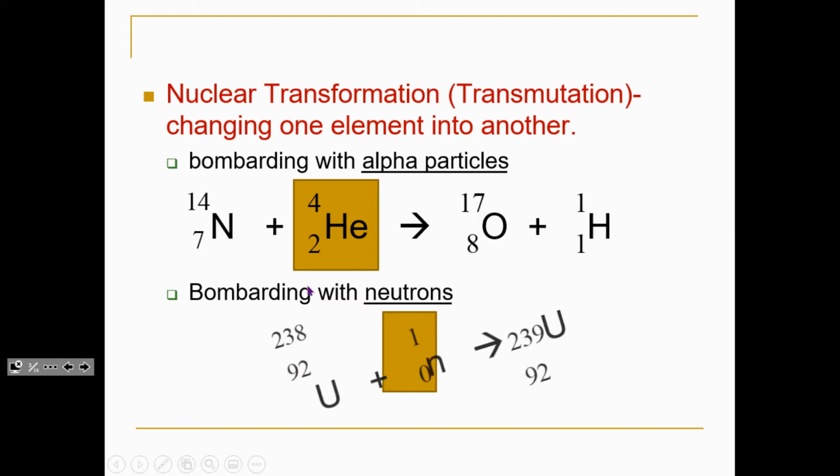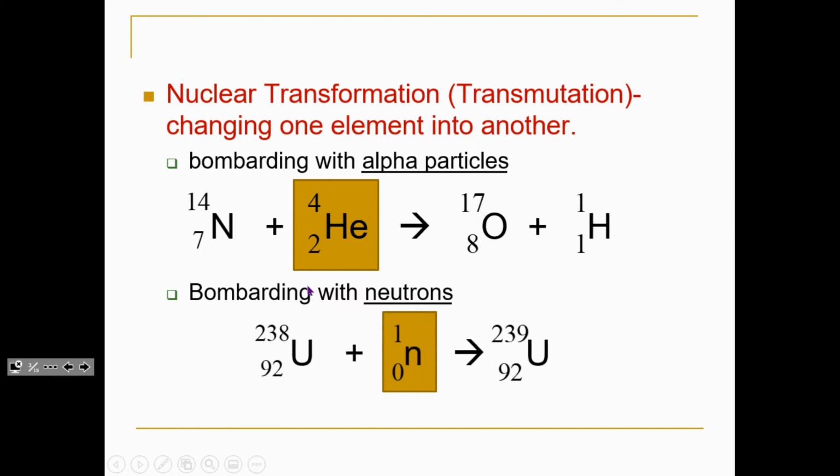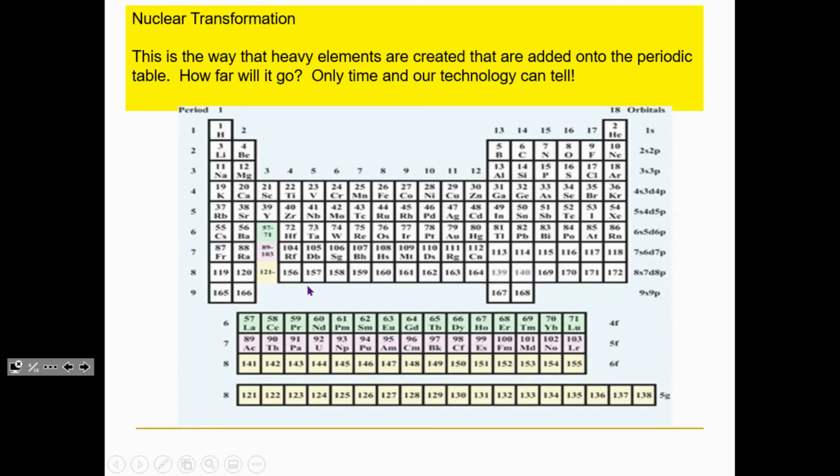Now we can also bombard with neutrons, which is where we will alter the mass numbers and form a different isotope of uranium, here in this example, 238 to 239. So nuclear transformation, again called transmutation, is how we get different elements on the periodic table.